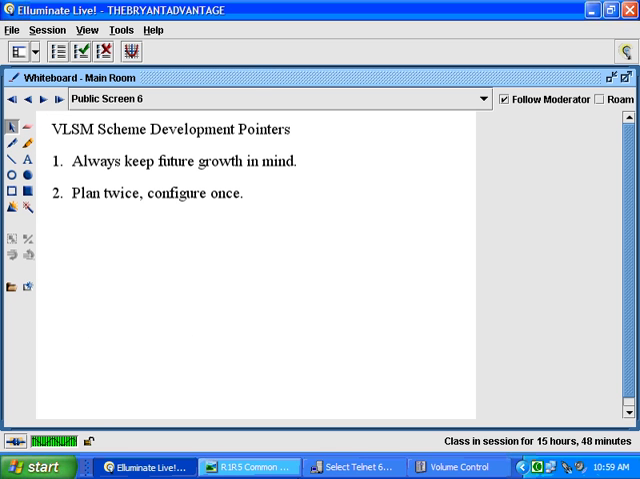Here are some pointers, though, while you're doing that. Always keep future growth in mind. Now, on an exam, if you ever have a scenario where future growth has to be taken into account, Cisco's going to tell you that.